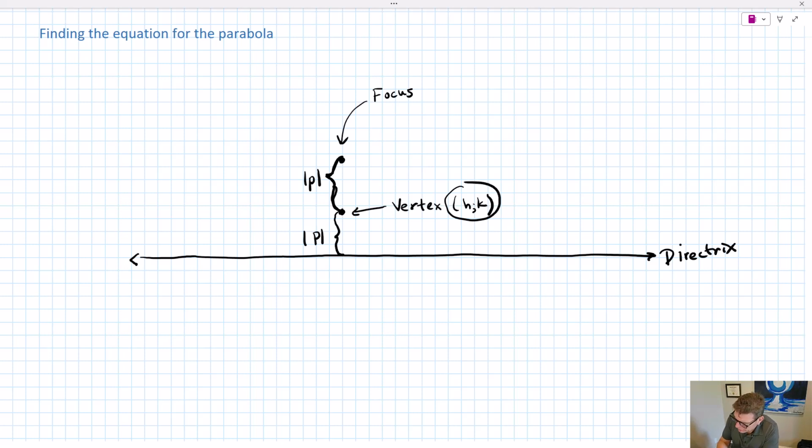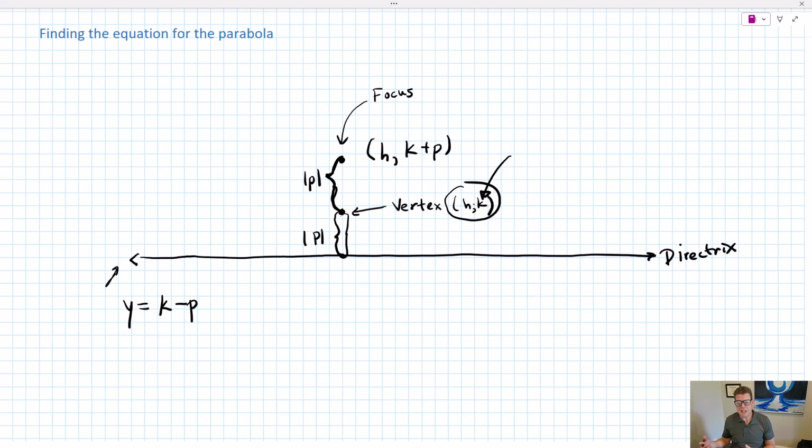Now, the line for the directrix is going to be at y equals k minus p. The y value in the vertex minus p. So that's actually that distance right there. That's k minus p, and so that's the equation of the line of the directrix. And that means the focus is going to be at the point (h, k plus p). That's where the focus is located. So that sets it up for us so that we can go find our equation.